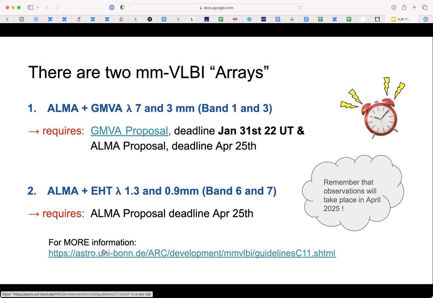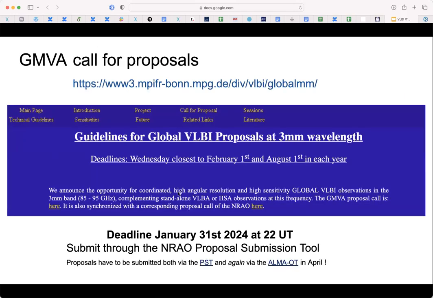There's more information online. Actually, I put a link here. This is very useful. It has a lot of guidelines, and there are also links to the various sites. This is through the German node in Bonn. This is what the GMVA call for proposal looks like. It's hosted at the Max Planck Institute in Bonn. There are various guidelines. And again, for the January 31st GMVA deadline, we use the NRAO proposal tool. And for ALMA, use the ALMA OT that you all know and love.